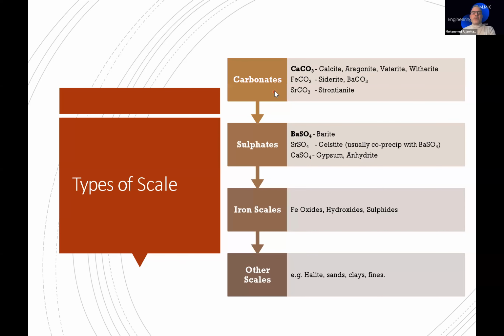Types of scale: carbonates, sulfates, iron scales, and other scales, for example sands, clays, fines. We can see all of them or some of them. It depends on what type of fluid is inside our wells and reservoirs, what we have used as injection, water injection or gas injection, what the reservoir characteristics and parameters are, and what the water lab can tell us about each type of scale formed inside our wells.